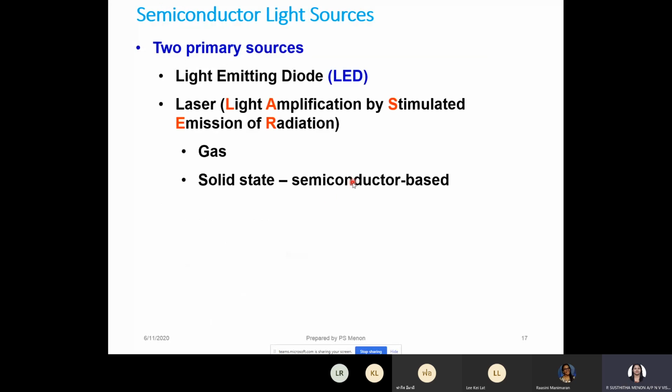Okay. All right. So as I mentioned, light emitting diode, LED, and laser. Laser stands for light amplification by stimulated emission of radiation. Normally, there are two methods of amplification. There can be a gas laser or a solid state laser. Solid state is normally semiconductor based.